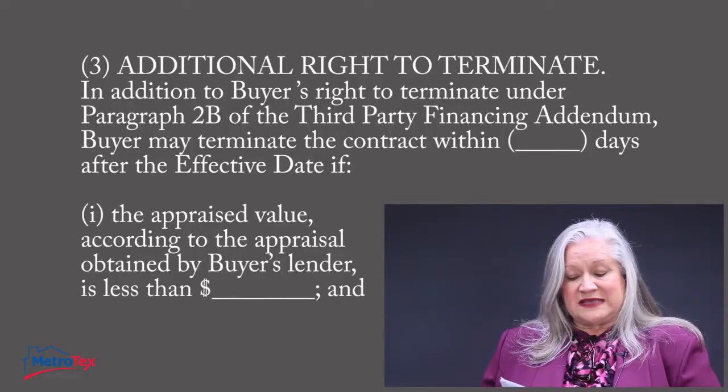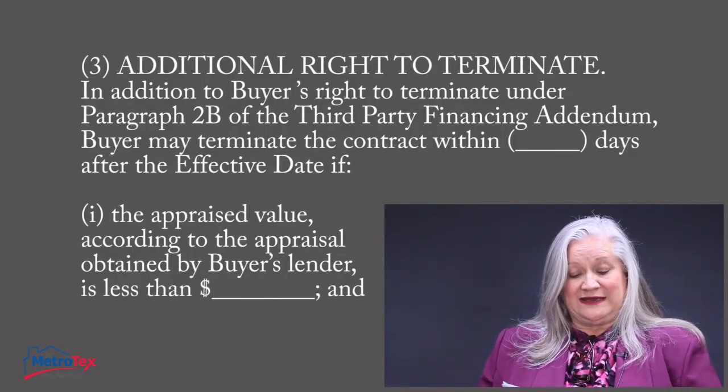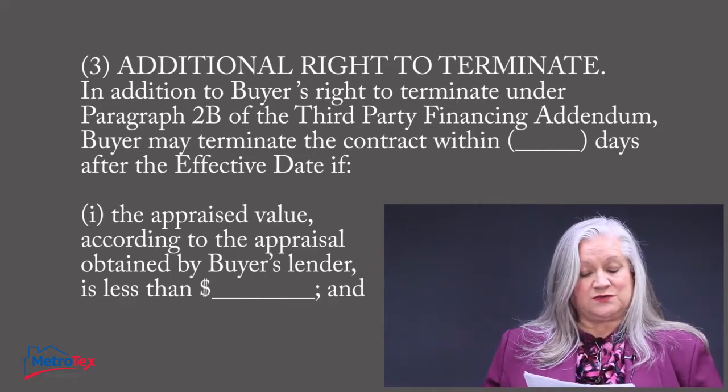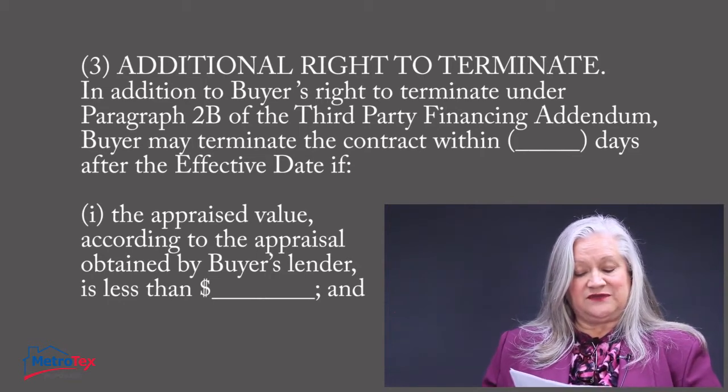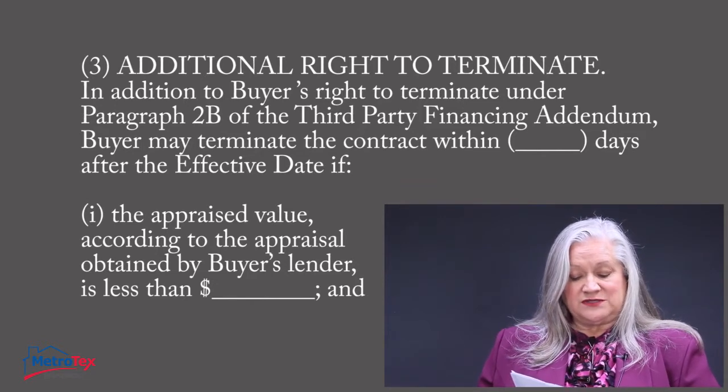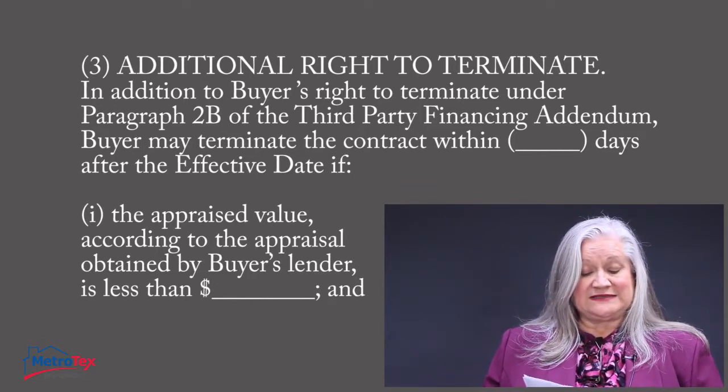Now the third is the additional. It says not only in the third-party financing addendum, under paragraph 2B, do I have the right to terminate because it doesn't meet the lender's requirements under the appraisal, but it also says I'm putting an additional right to terminate on there as well. And it says, in addition to the buyer's right to terminate under paragraph 2B of the third-party financing addendum, the buyer may terminate the contract within blank days after the effective date if, number one, the appraisal value according to the appraisal obtained by the buyer's lender is less than blank.